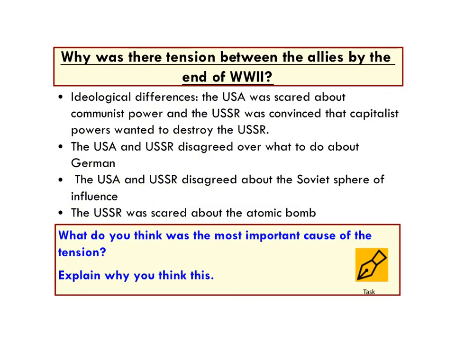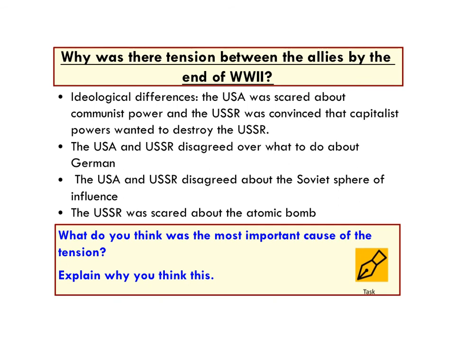Your final activity for today is to think about what the most important reason was for tension between the Allies by the end of World War II. There are lots of different reasons why there was tension. One of those reasons was ideological differences. So the fact that the USA was scared about communist power, the fact that the USSR was convinced that capitalist powers wanted to destroy the USSR, that resulted from differences in ideas about the way that the economy should be run and the way that the government should be run. And those differences in ideas led to fear of the other powers' ideas. And so those ideological differences were the reason for the falling out between the Allies.